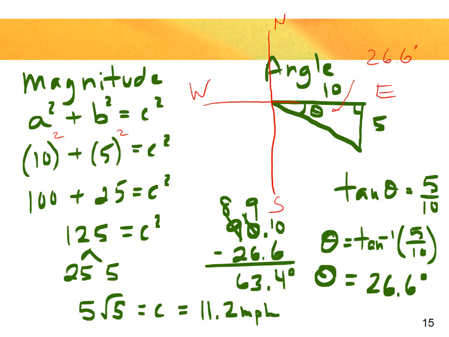26.6 degrees. Since we're going south, that means I'm going to have to get this angle here. So I'm going to have to get the complementary angle. I think I know how to do that. Complementary angle is going to be 90 minus 26.6. In fact, I'm going to let you guys do that. Why do I do all the work here? 90 minus 26.6. I'll let you guys do that just for a second.